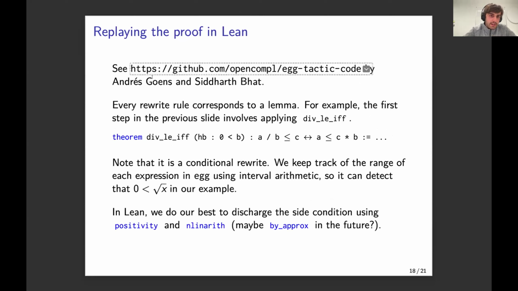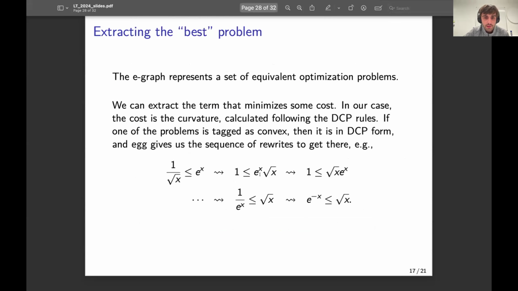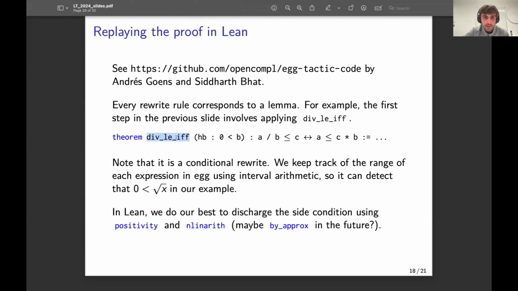So this idea was started by Andres and Sid. I think Andres is somewhere here. But hey. They built this interface between Egg and Lean, and I reused it and specialized it for this particular problem of rewriting optimization problems. And the idea is that every rewrite that Egg gives me corresponds to a lemma in Lean. So for instance, the first one I showed here is a simple application of it.